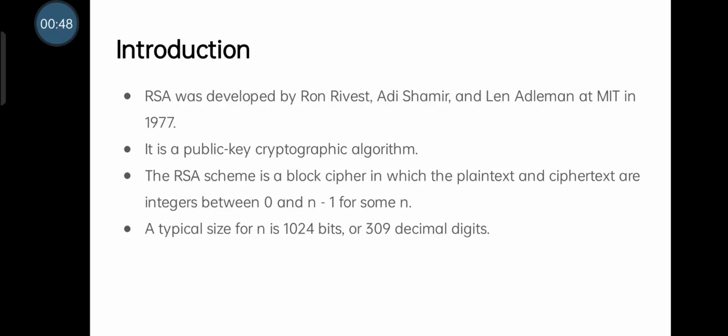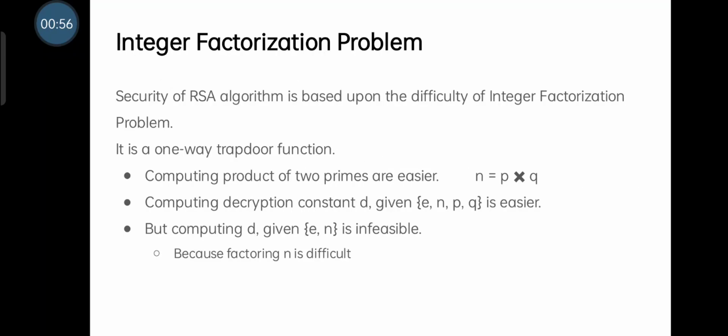It's a block cipher algorithm in which plaintext and ciphertext are integers, with a typical size of 1024 bits or 309 decimal digits. It relies on integer factorization. Now let us see how we compute the RSA algorithm step by step. It is a one-way trapdoor function. We are not able to recover the message; it is infeasible. First we have to compute two primes, which is easy.